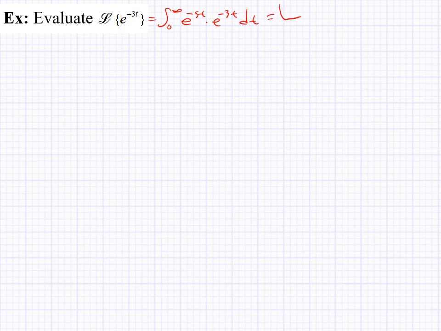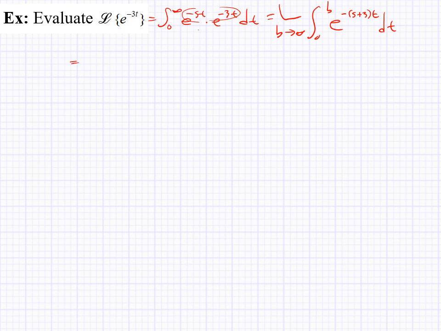Well, I can write this as the limit as b goes to infinity of the integral from 0 to b of e to the, I can write this a couple of ways. I'm going to be able to add these exponents together because these are multiplied bases and they're the same. I'm also going to factor out a negative. So I'm going to look at this as e to the negative (s plus 3)t dt.